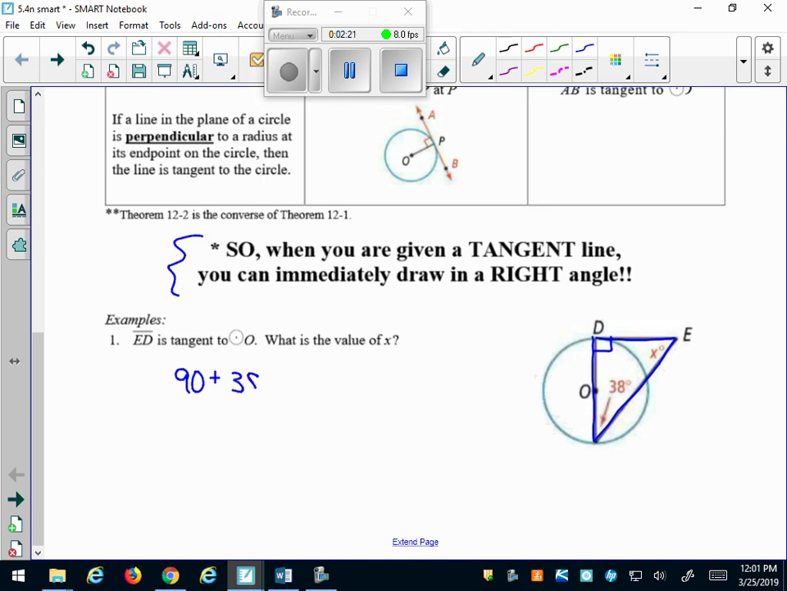90 plus 38 plus X equals 180. We are not going to do anything having to do with sides here. This is just angles, right? Adds up to 180. Therefore, we can solve for X there. Comes out to 52 degrees. Right? Make sense? Okay.